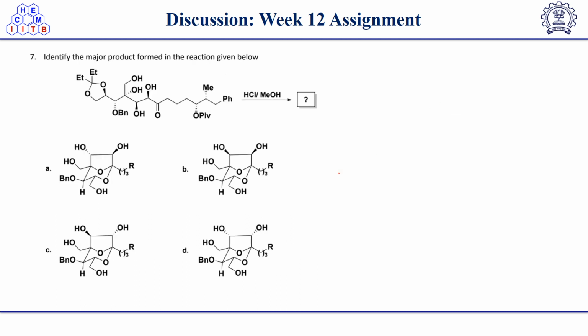Moving to the seventh question, identify the major product formed in the reaction given below. So this particular compound, upon treatment with HCl and methanol, what will be the product out of these four options?